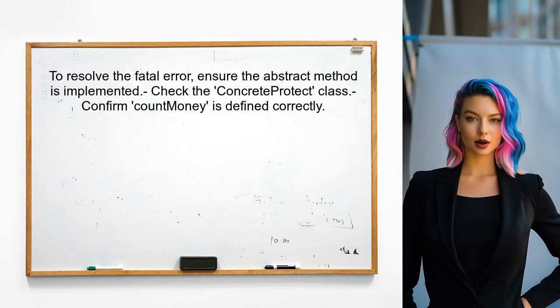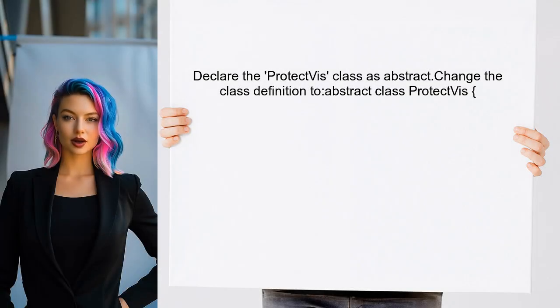To resolve the fatal error, the user needs to ensure that the abstract method is properly implemented in the subclass. In this case, the user has already defined the method countMoney in the concrete_protect class, but let's clarify the structure. Next, the user should declare the protect_viz class as abstract. This is necessary because it contains an abstract method. To do this, simply add the keyword abstract before the class definition.